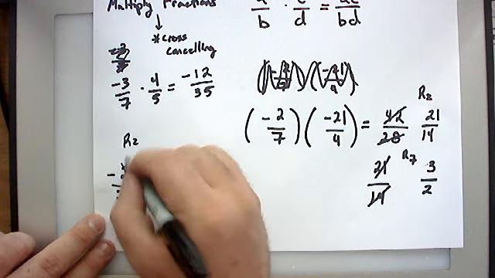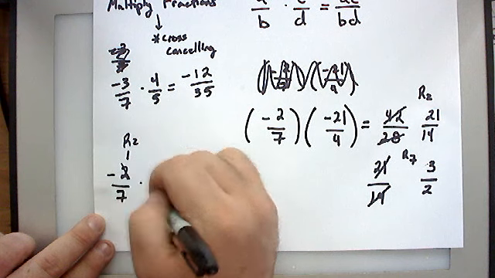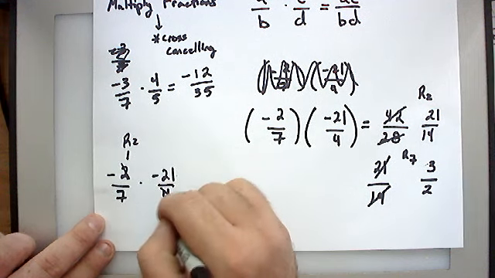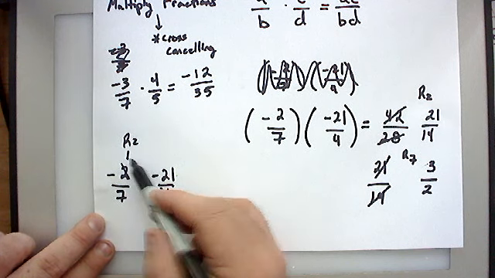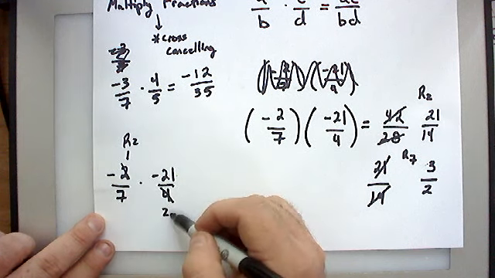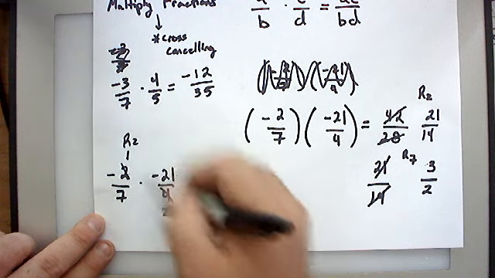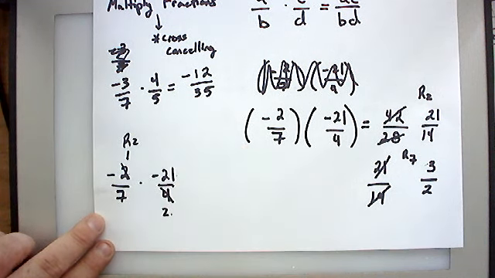2 goes into 2 once, and then we're going to do it on the cross here rather than up and down. 2 goes into 4 twice. I reduced 2 by 2 and got 1. I reduced 4 by 2 and got 2. So now instead of a 2 and a 4, I have a 1 and a 2. I've reduced inside the problem.